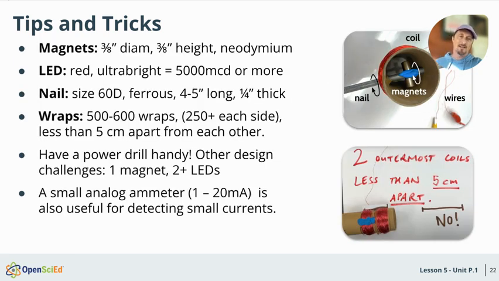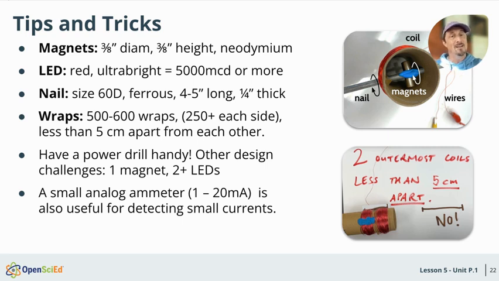Next, this is really important. The specifications matter a lot when we're building these generators. Small magnets will not produce a big enough change in field to light the LED. Everyone will be very sad and disappointed, including you. So invest in some big, strong magnets. At a minimum, I would use 3/8 inch diameter, 3/8 inch height cylindrical neodymium magnets.